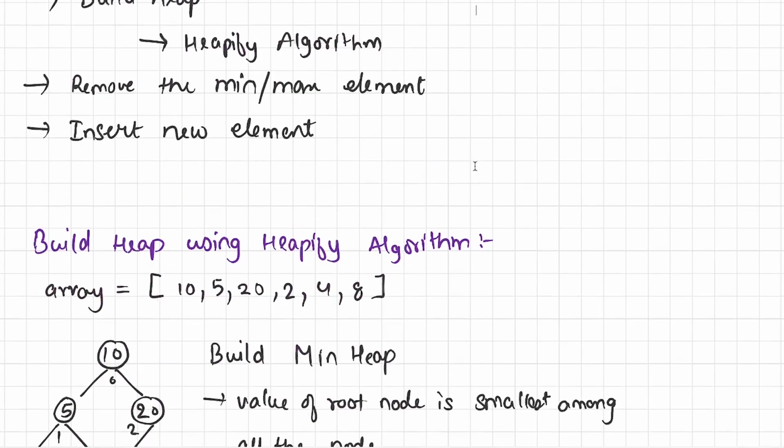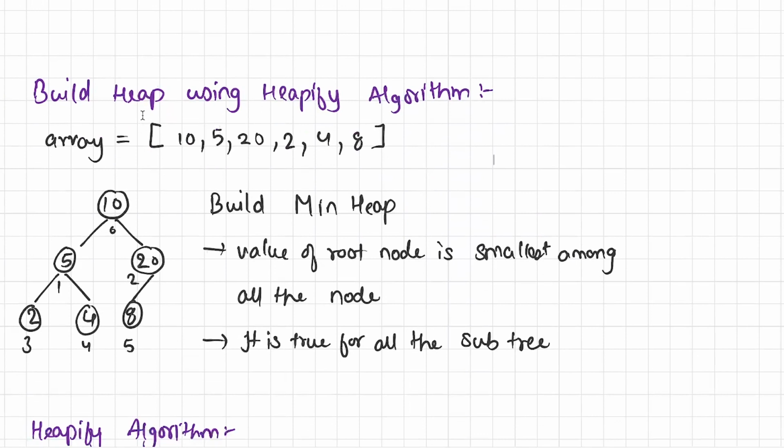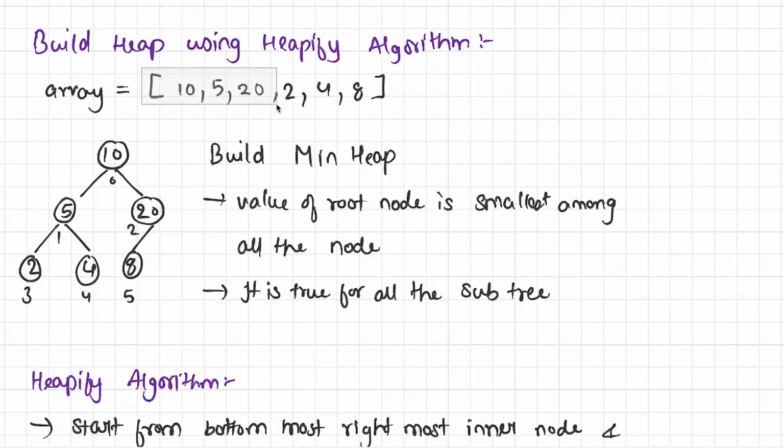So let's start with the first operation, that is the build heap operation. And in this operation, we are going to use the Heapify algorithm. So let's say we are given a random array of elements: 10, 5, 20, 2, 4 and 8. If we see the binary heap structure of this array, you would see it like this: 10, 5, 20, 2, 4 and 8. And using this array, we have to build a min heap.